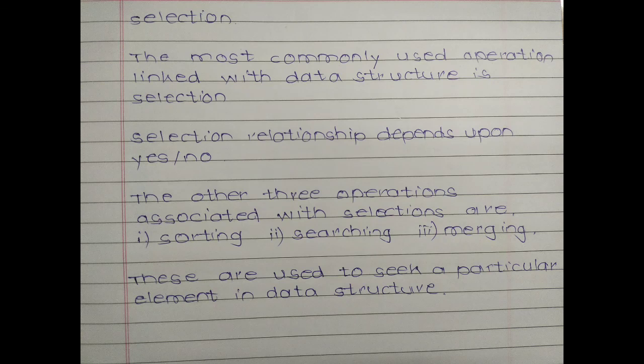Selection. The most commonly used operation linked with data structure is selection. So it is very common operation. Then selection relationship depends upon yes no. The other three operations associated with selections are sorting, searching, and merging. So basically, it is selecting a particular data with yes no, and it depends on yes and no. And its sub operations are sorting, searching, and merging.